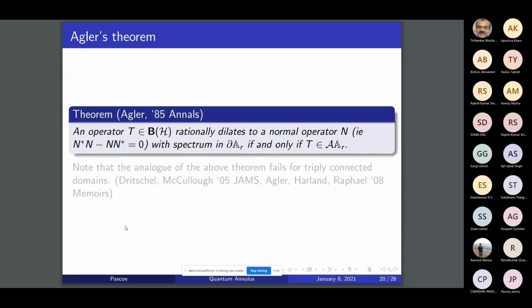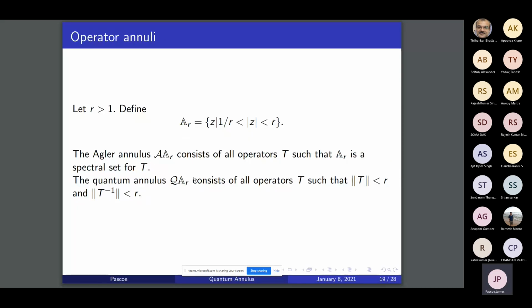Agler in 1985 showed that an operator T rationally dilates to a normal operator with spectrum in the boundary of the annulus, so on the two rings bounding our donut, if and only if T is in the Agler annulus. So what I should say is that there are operators inside of this quantum annulus which are not in this spectral annulus.